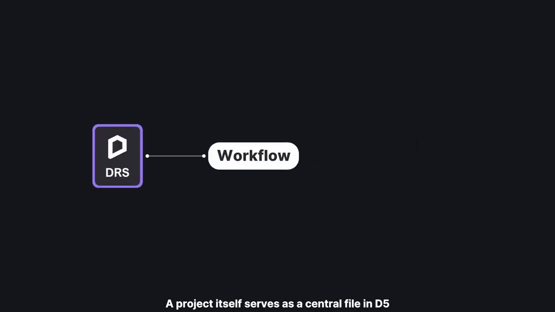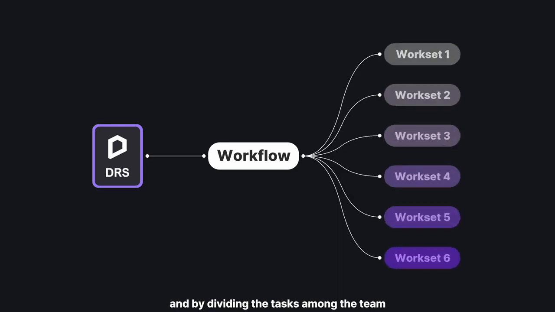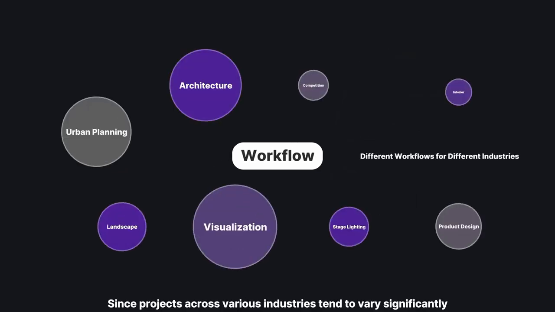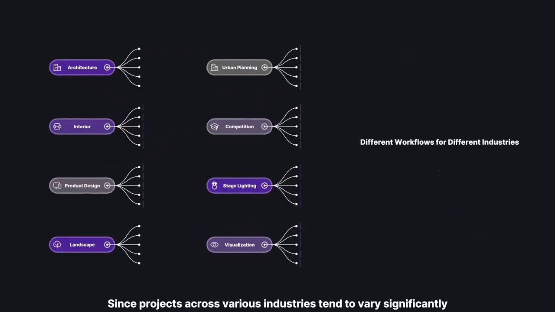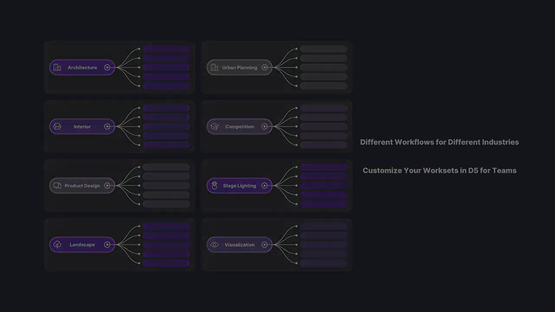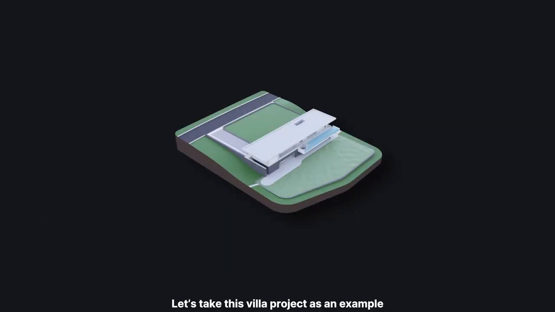A project itself serves as a central file in D5, and by dividing the tasks among the team, different worksets are created and assigned to each person in charge. Since projects across various industries tend to vary significantly, worksets allow you to tailor the workflow to your specific needs. Let's take this villa project as an example to show you how it works.